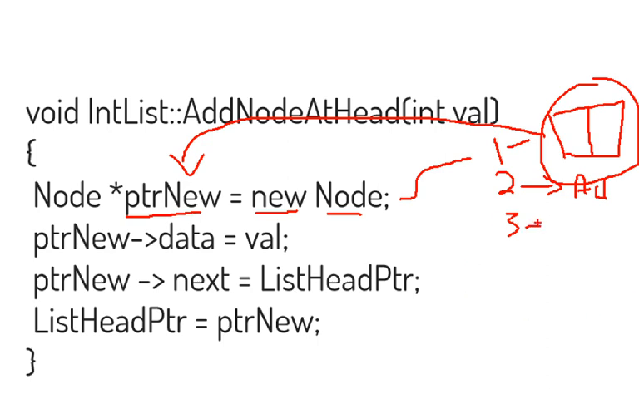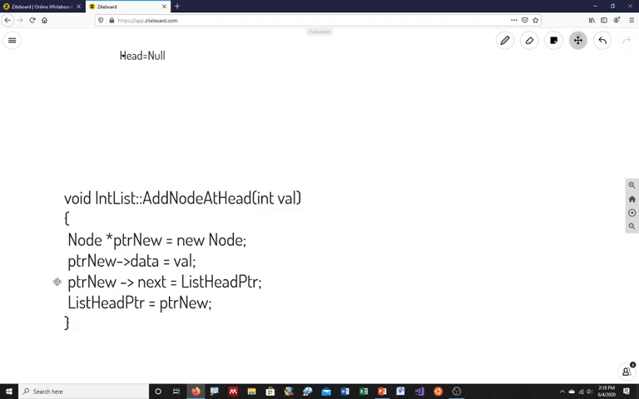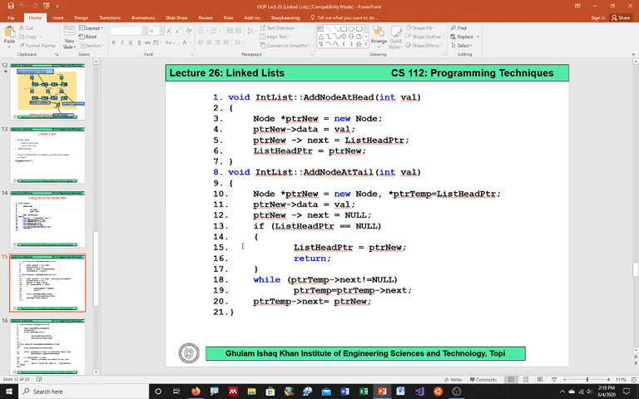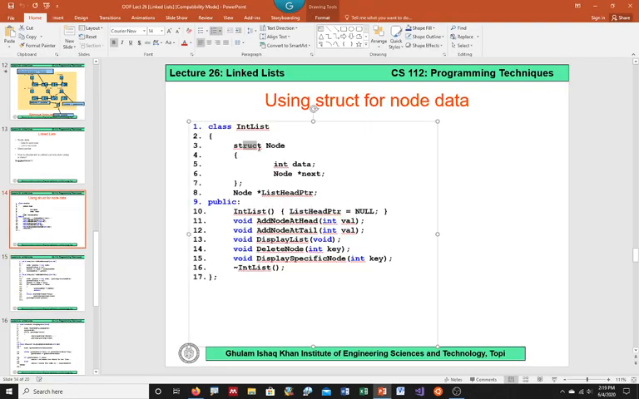And the third thing this new operator does is that if the item for which it has allocated the memory has a constructor, it will call the constructor of that particular item, right? Now if you see here, this node is of type struct, right?